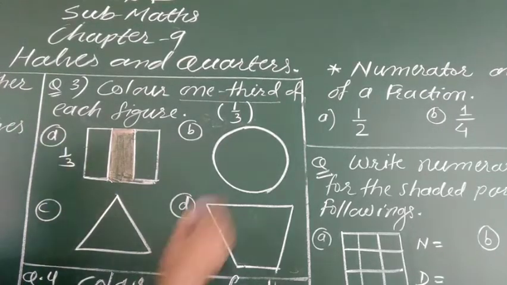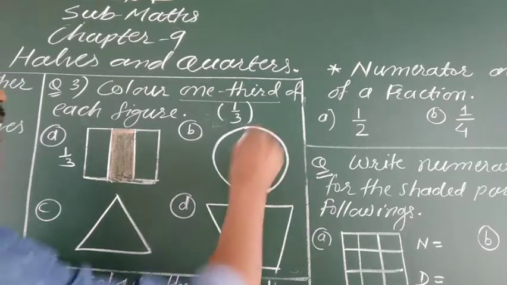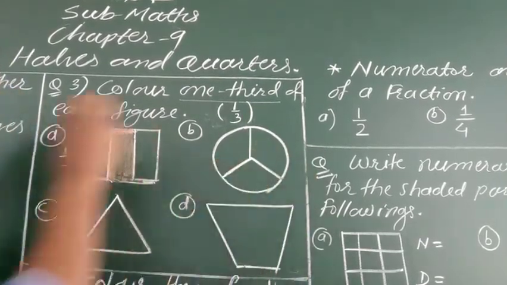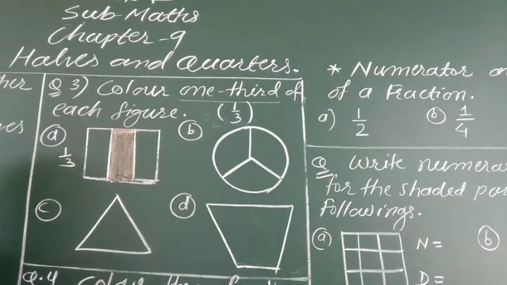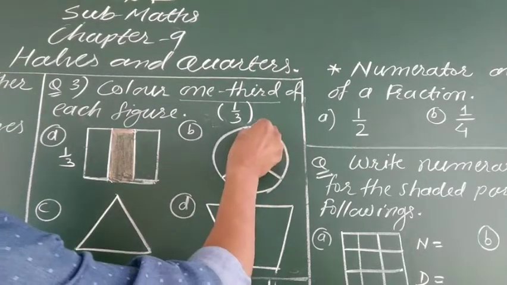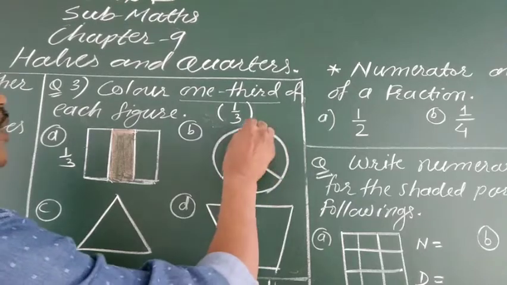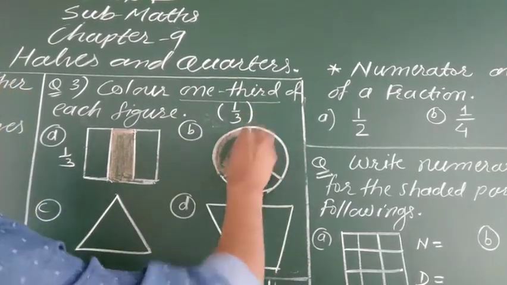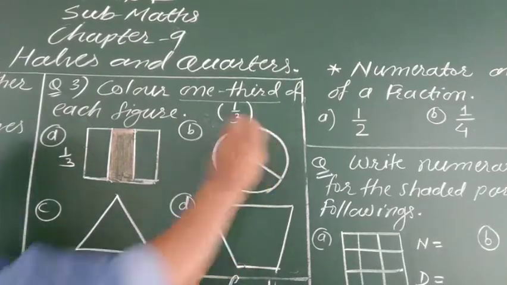Next, see, this is a circle. Again you make equal parts here. See, 3 parts are here now. So out of these 3 parts, 1, 2, 3 parts are there. So you can color any one part here now. आप इनमें से किसी एक पार्ट को कलर कर सकते हैं. So it is 1/3.